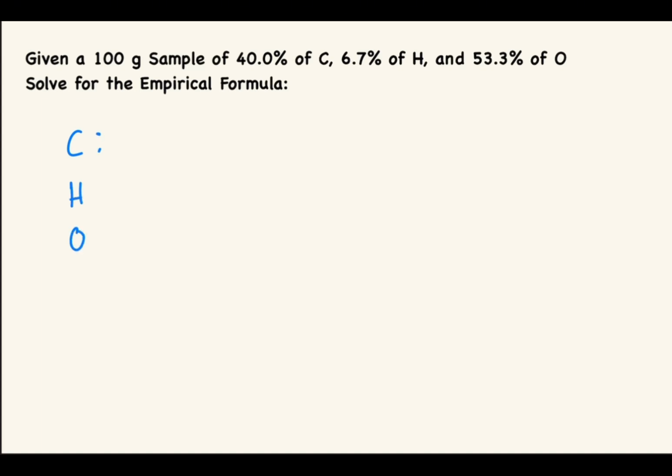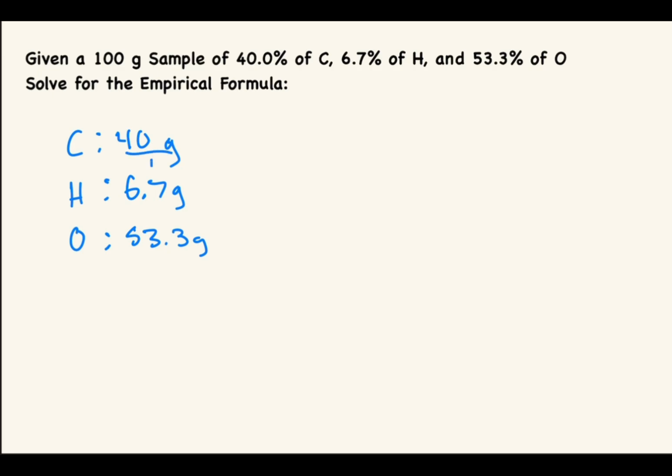In carbon, we are given 40. In this scenario, since it's 100 grams, we can simply convert the percentages to grams, right? So 40% is 40 grams. And then hydrogen, we'll have 6.7 grams. For oxygen, we'll have 53.3 grams. And from there, we need to divide by their molar masses in order to convert these to moles, because now they're in grams.